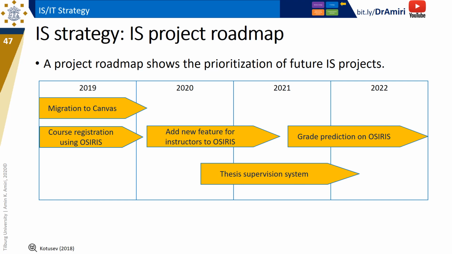And the plan is to add and strengthen the instruction section of Osiris next. The third project is to allow grade prediction on Osiris so that students would have a kind of understanding of what their grades would be based on their previous grades. We also want to start a project in late 2020 on a thesis supervision system.